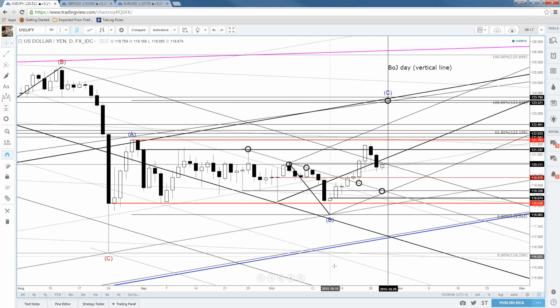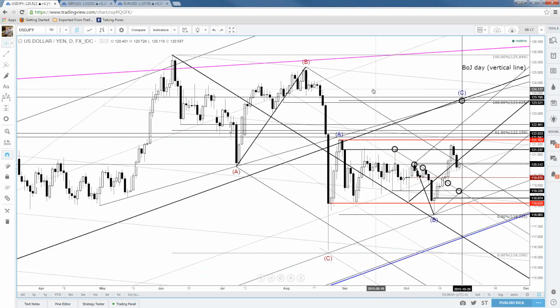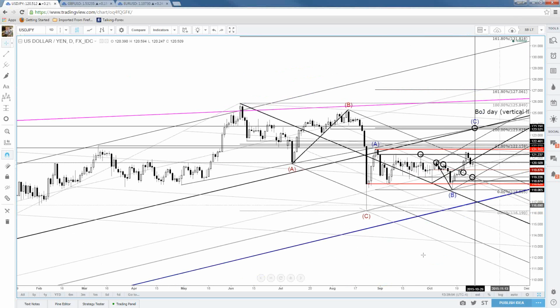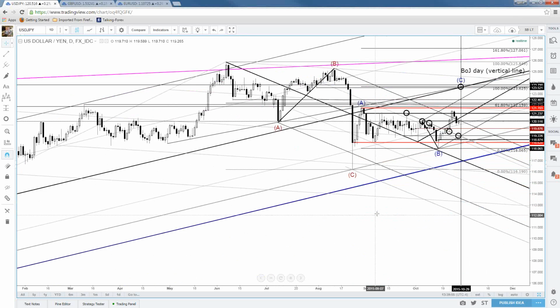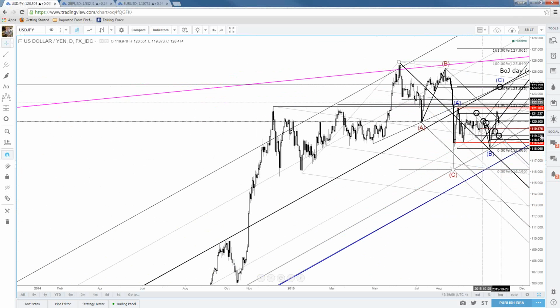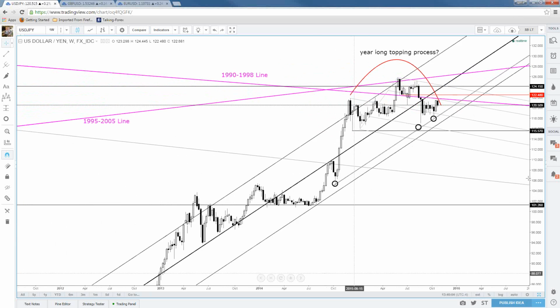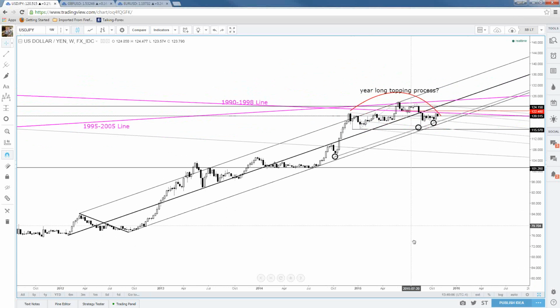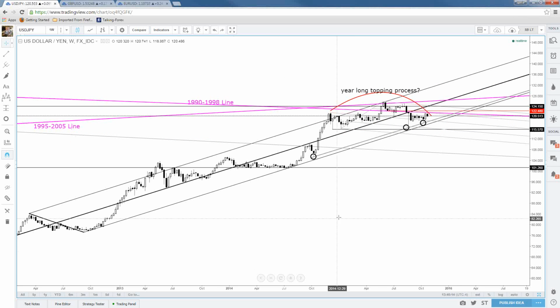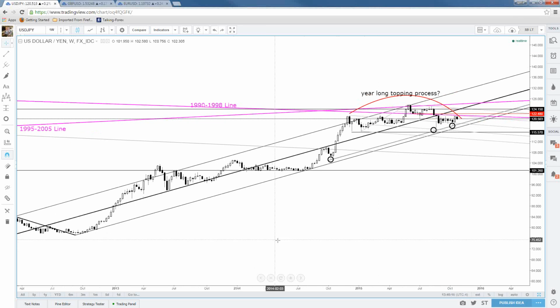Okay, into that 123 area. But at the end of the day, even if I had no idea that there was such a thing as the Bank of Japan, I would still be looking at this really long-term median line as the really big level, right? I mean, here it is. This is it going back on the weekly chart now. It goes back to 2012. Essentially defines the entire rally in dollar yen.